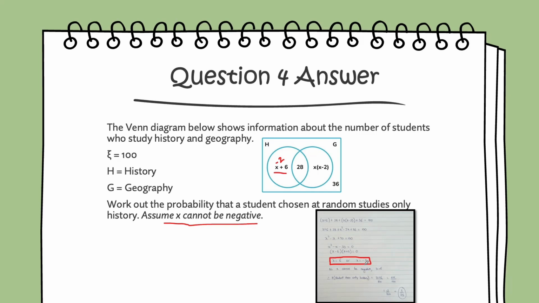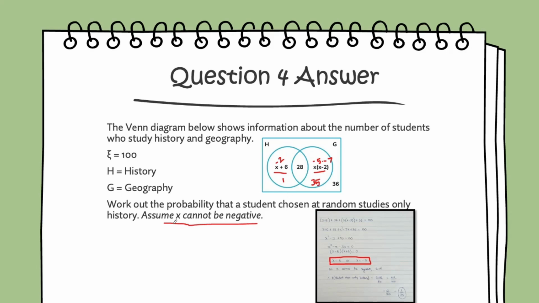But over here, x is negative 5. So if you have negative 5 plus 6, you would get 1, which is perfectly fine. We could have one student that only studies history. Even in this instance, if you have negative 5 times negative 5 minus 2, we get negative 5 times negative 7, which is 35. That gives us 35 again, which is a positive number, so there's no problem with that.